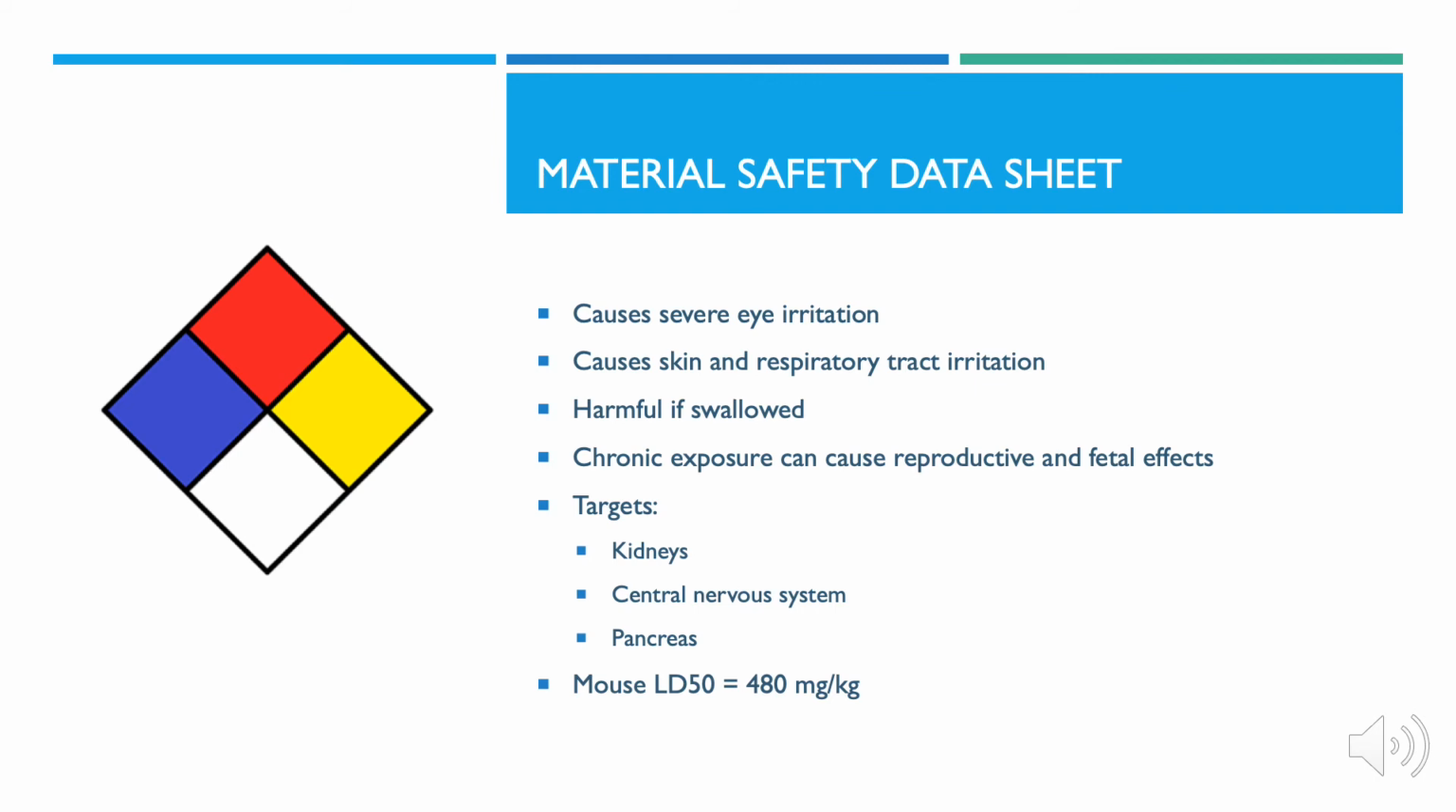The lethal dosage of salicylic acid is 480 milligrams per kilogram of mouse. This means that 480 milligrams of salicylic acid for every 1 kilogram body weight of the mouse, when administered in one dose by mouth, causes death of 50% of the test group.